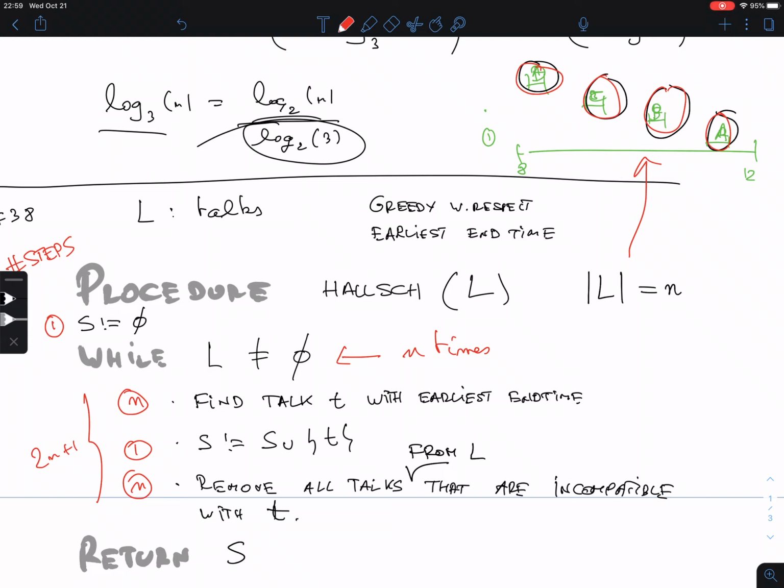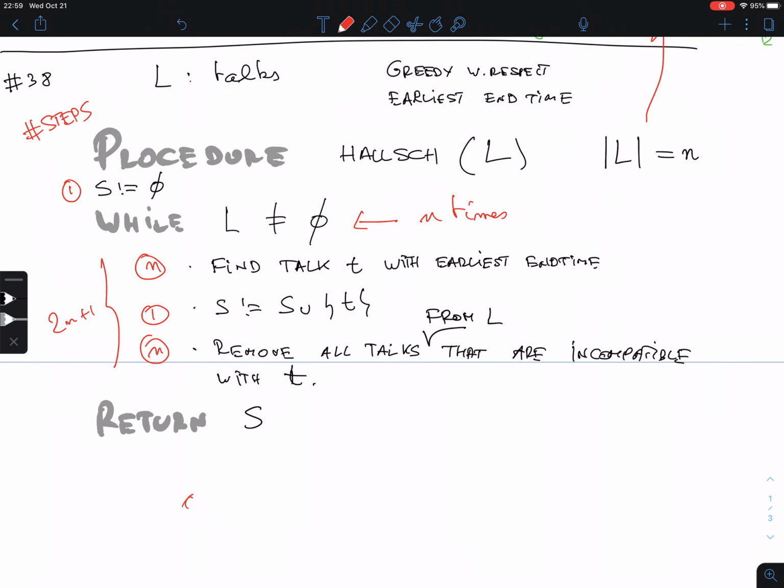Therefore, I have to do n steps. So the while loop is going to be carried out n times. So let's write down the complexity. What's the complexity? We have the 1 here. Then we have n times. That's the while loop. We have to do these guys here.